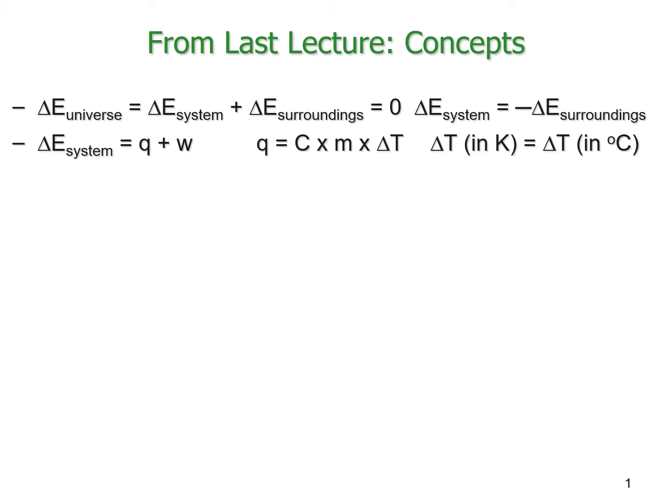And from that equation, we need to know exactly what sign we should assign to heat and W from the perspective of the system. And the heat equation tells us just how we're going to calculate heat. And that's just something we need to know about delta T as the temperature change.